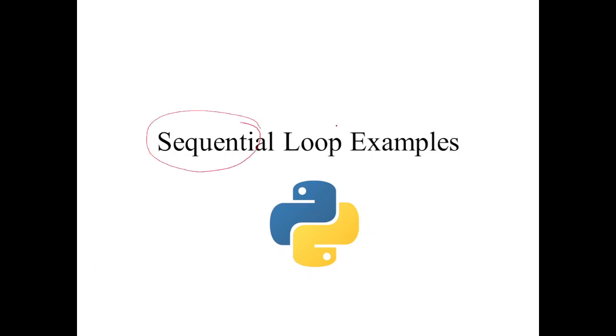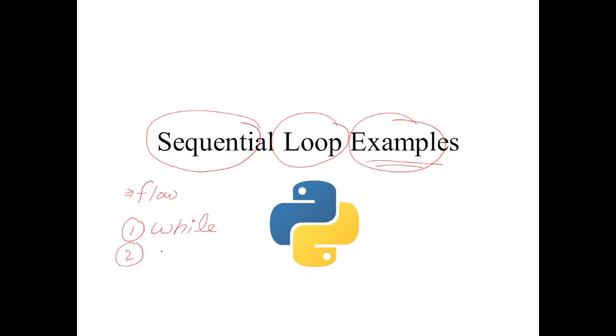This is an important lecture on sequential loops, in which we will discuss different examples to make the concepts clearer and easier. Sequential loops are used to control the flow of a program, and they are of different types. There are three main types of sequential loops: the while loop, the for loop, and the nested loop. You can also see many other examples in the upcoming and previous videos of this series.